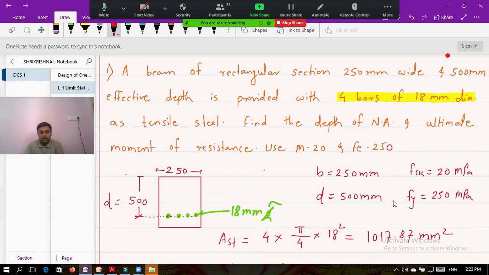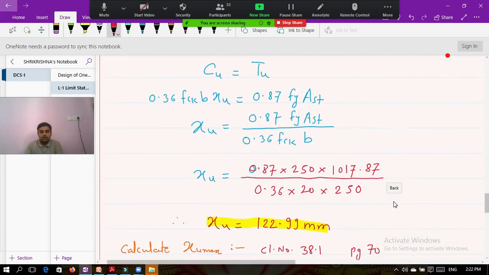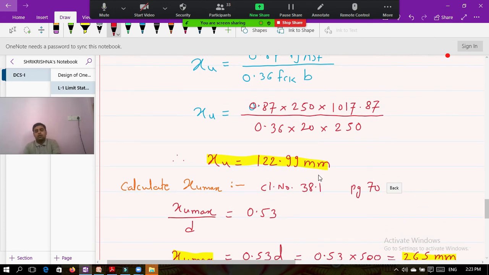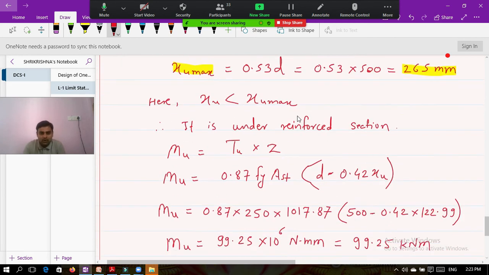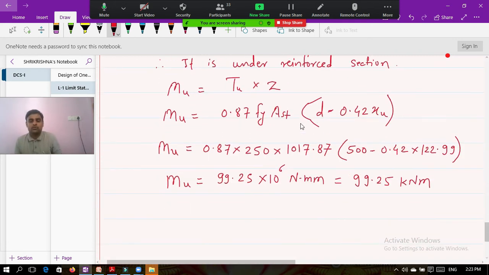How do we calculate? Here first we calculate Xu. After that we calculate the value of Xu max. If we compare both the values, we find that the section is under reinforced. And for the under reinforced section, what is the formula? It is Tu into Z. We put all the values in this formula and we get Mu equal to 99.25 kilonewton meter. 99.25 kilonewton meter is the answer.